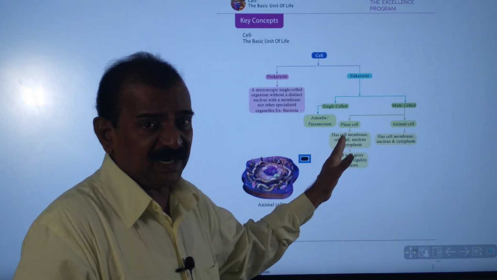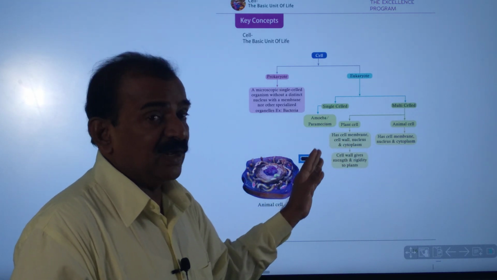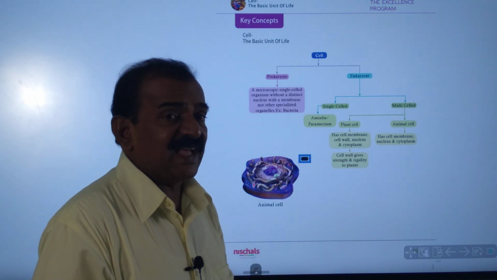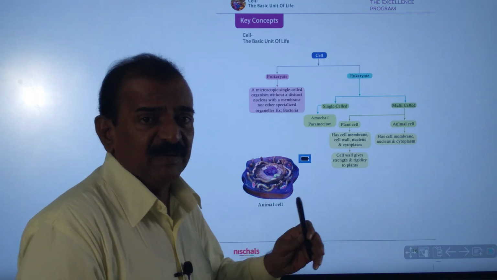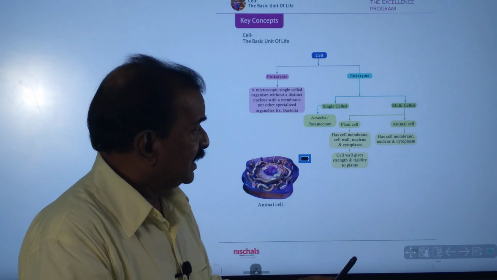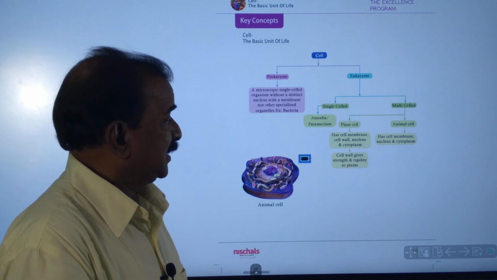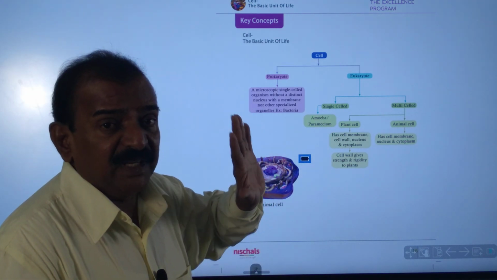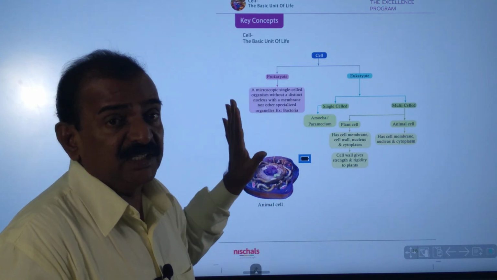In plant cells, the cell membrane, cell wall, nucleus and cytoplasm are present, whereas in animal cells the cell wall is absent. That is the main difference between a plant cell and an animal cell. In the animal cell there is no cell wall, but the cell membrane, nucleus and cytoplasm are present. That is the pathway, the key concept and the flow chart.